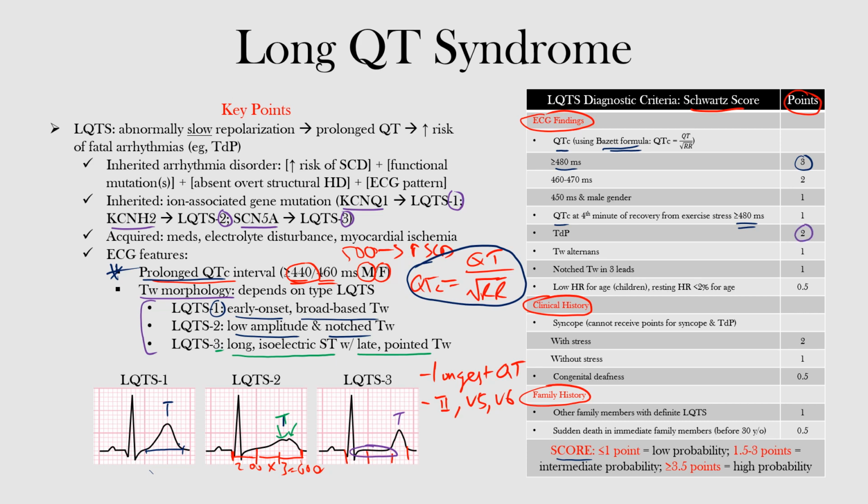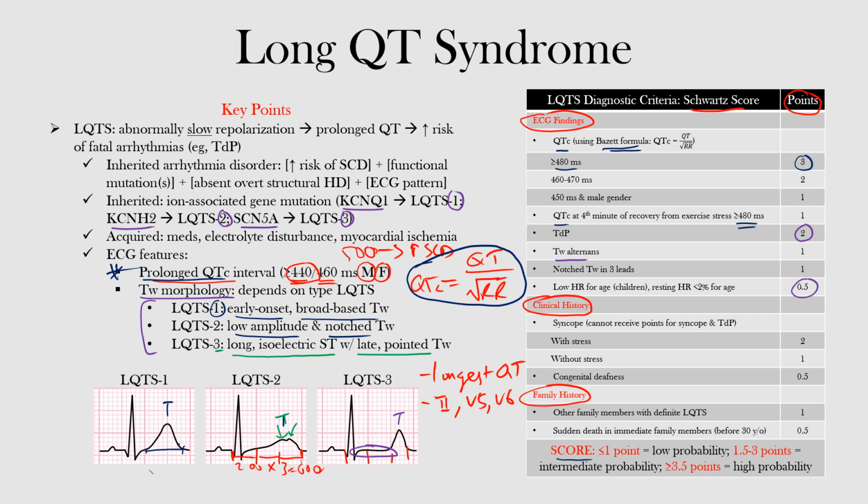If there's T-wave alternans, where the amplitudes of the T-waves are varying with each beat, you get 1 point. If there's notched T-waves in 3 leads, you get 1 point. If the patient's heart rate is low for their age, especially in children, and the resting heart rate is less than the 2nd percentile for the age, they get half a point.